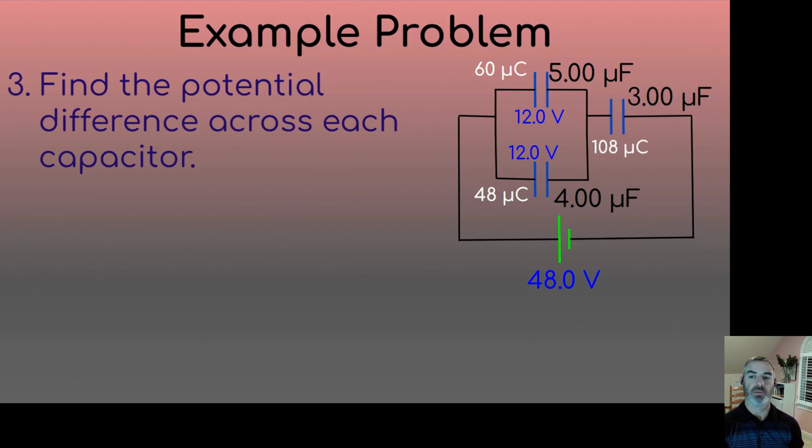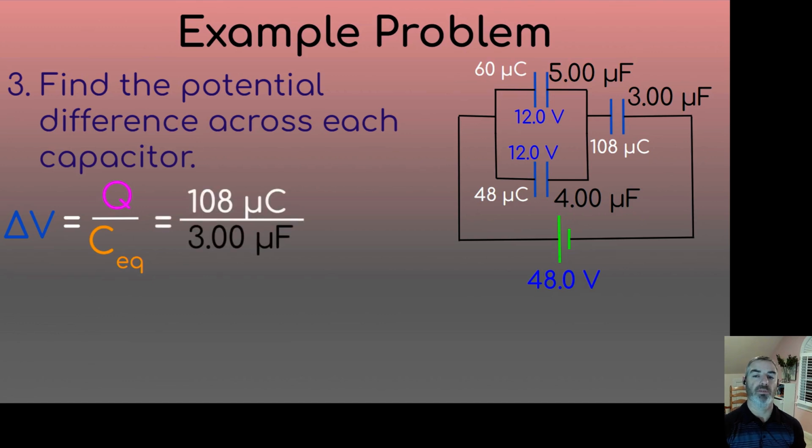So we know the capacitance and we know the charge that's moved, so we can use our capacitance equation again. So delta V is equal to Q divided by the equivalent capacitance. The equivalent capacitance in this case is just going to be 3 microfarads because it's only the singular capacitor. So we take 108 microcoulombs divided by 3 microfarads, and that's going to give us a total of 36 volts that is stored across that parallel plate capacitor.